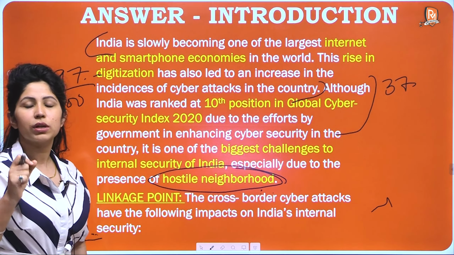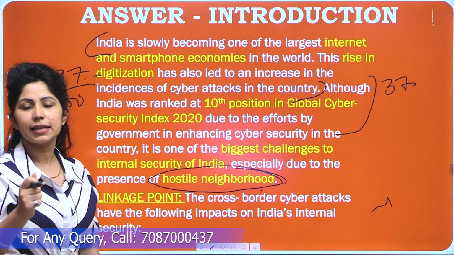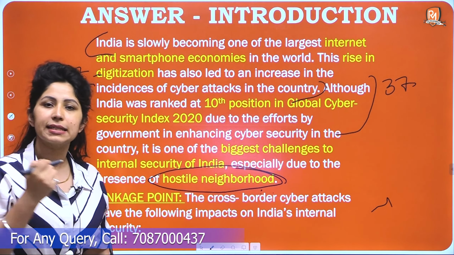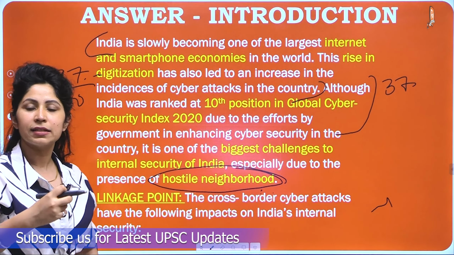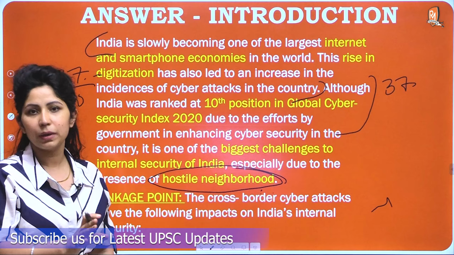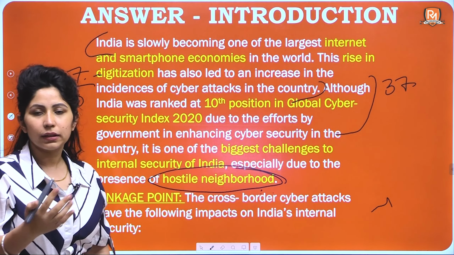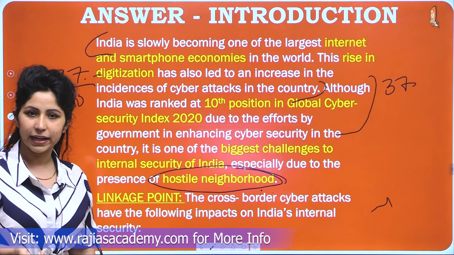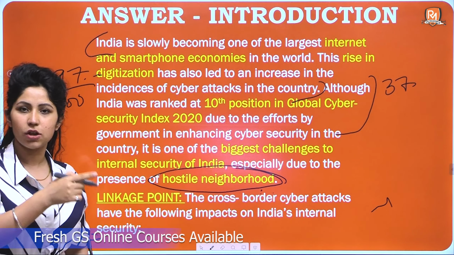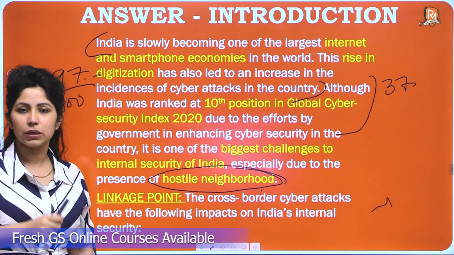When citing some examples, you can use the names of particular countries in a negative light when you have some examples to quote. But using their names directly in the introduction tends to look like blaming a neighboring country. So that does not give a very positive outlook to your answer. So just say that we have a hostile neighborhood, and that increases the chances of cyber attacks towards our country.